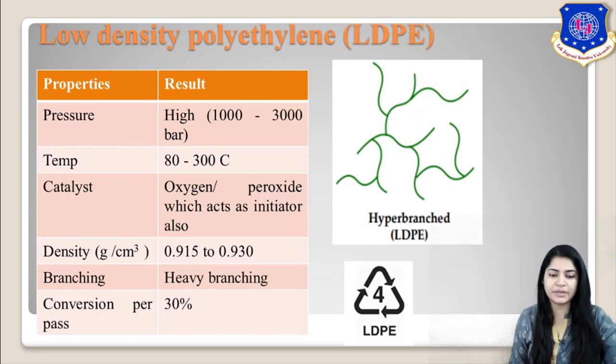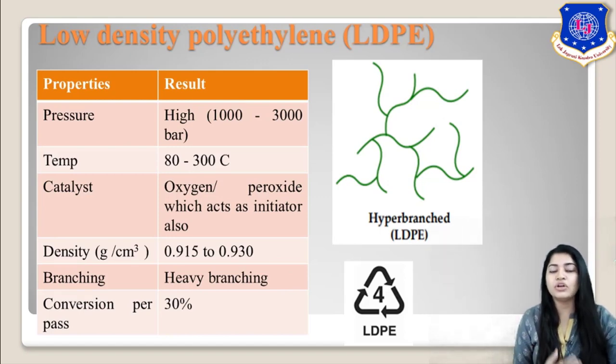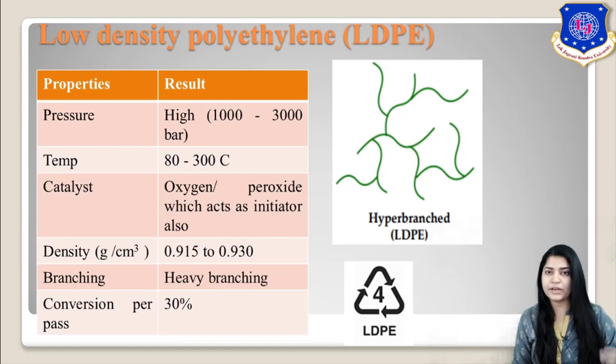Some important properties of LDPE: first of all, the manufacturing process through which LDPE is obtained is at very high pressure. When your pressure condition is about 1000 to 3000 bar, at that pressure you obtain low density polyethylene. So it is a very high pressure process. The temperature of this process is about 80 to 300 degrees Celsius. As a catalyst, oxygen or peroxide is used, which also behaves as an initiator.